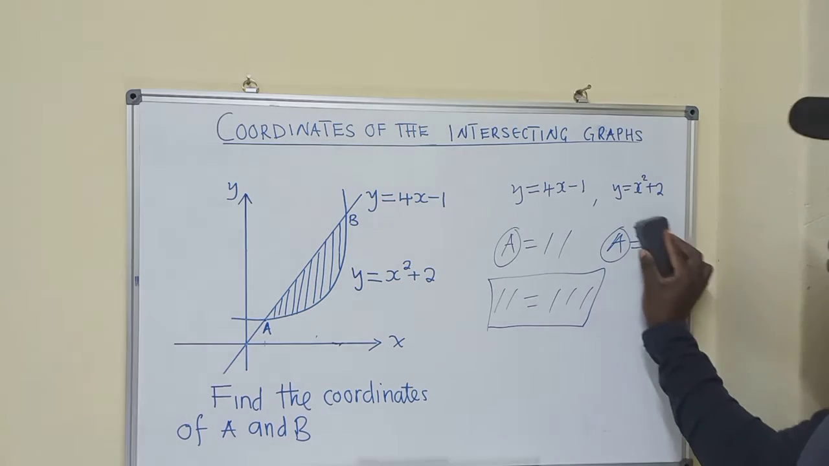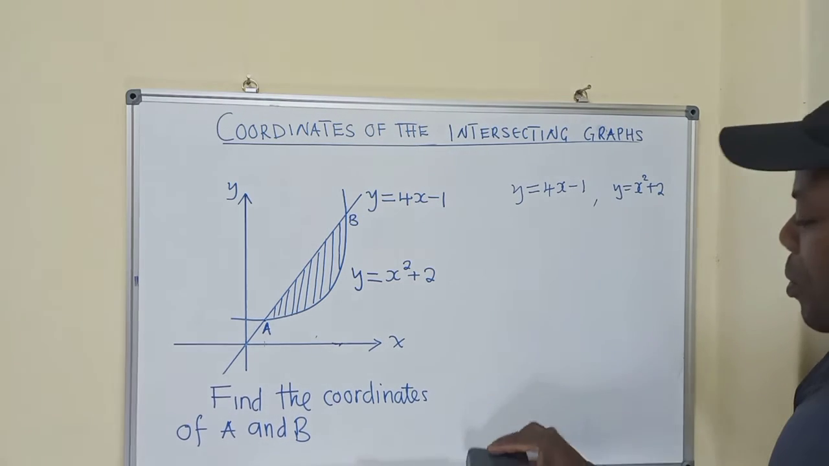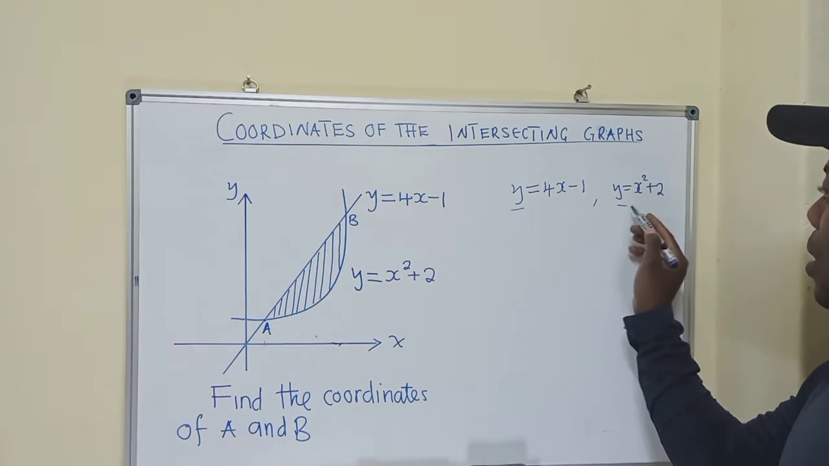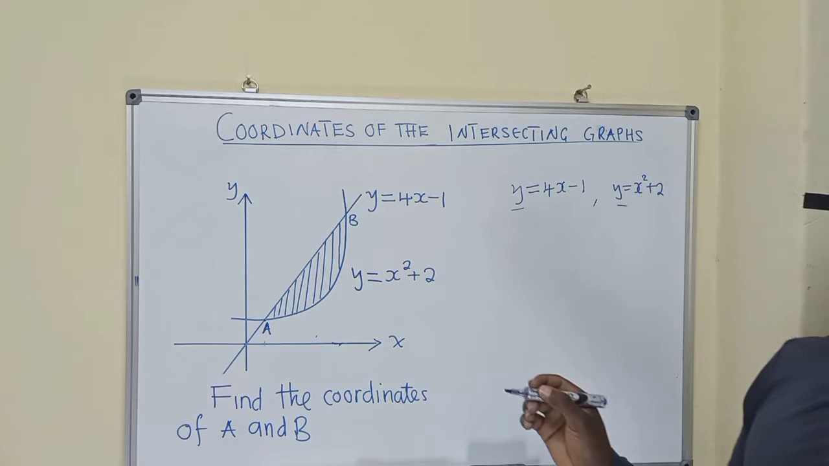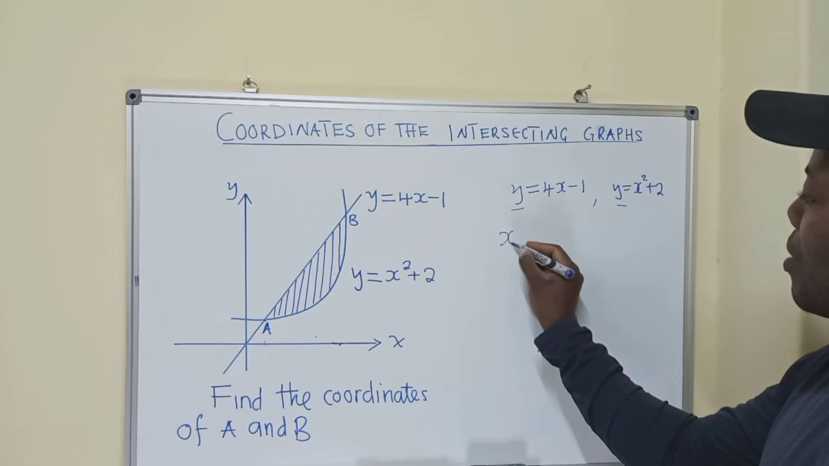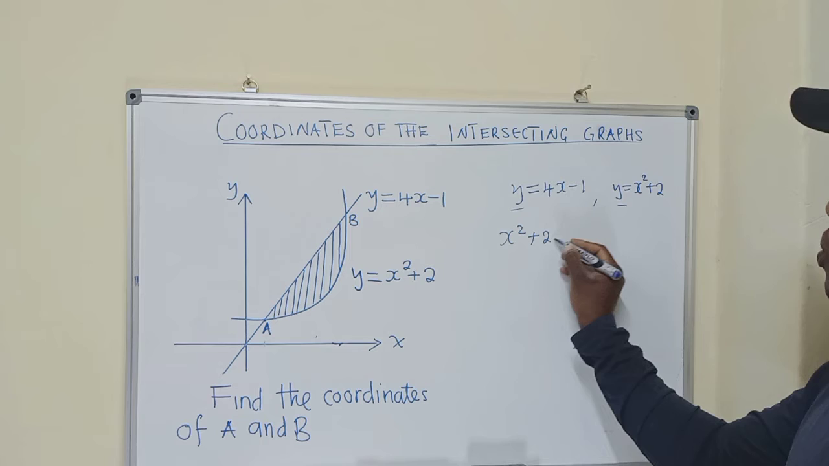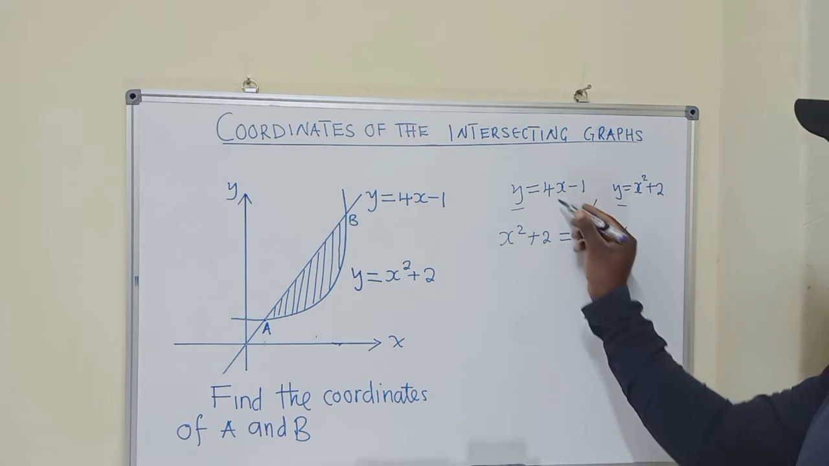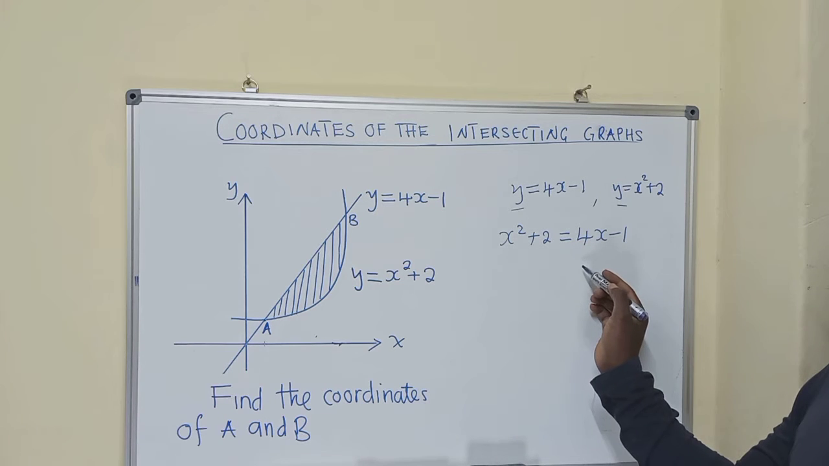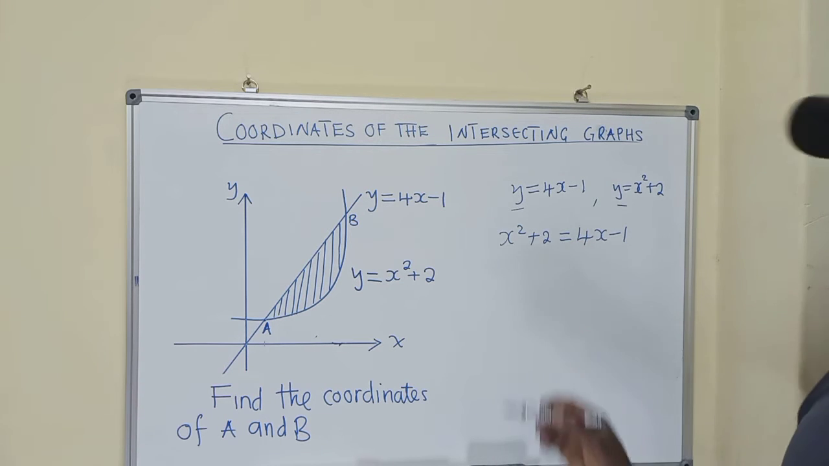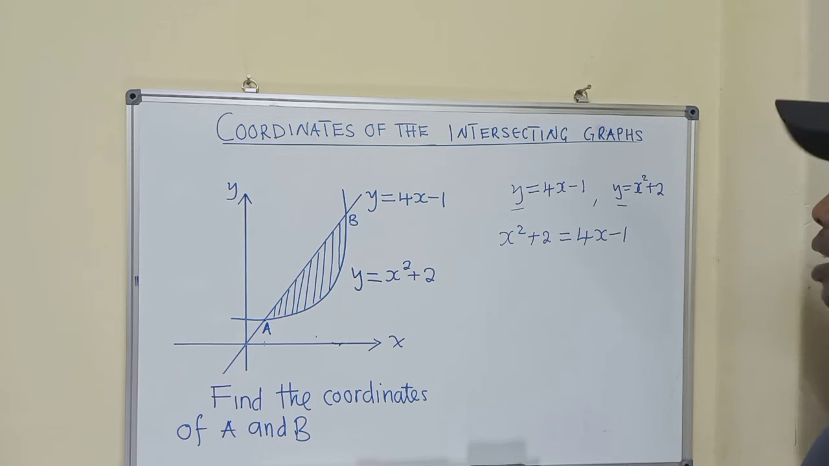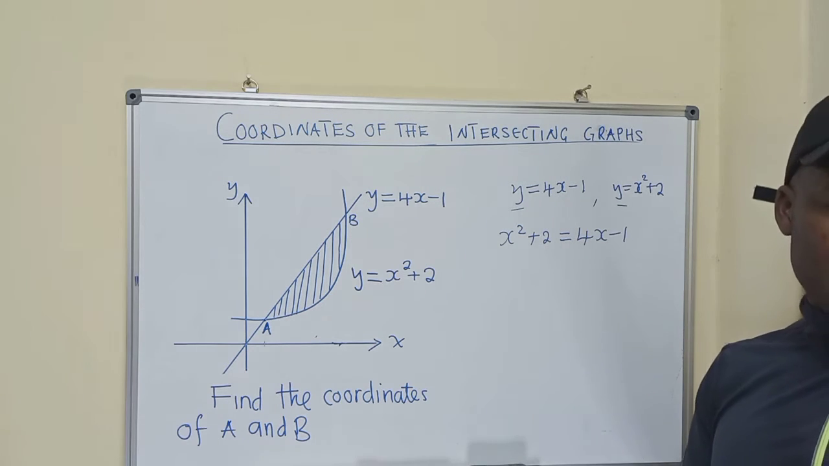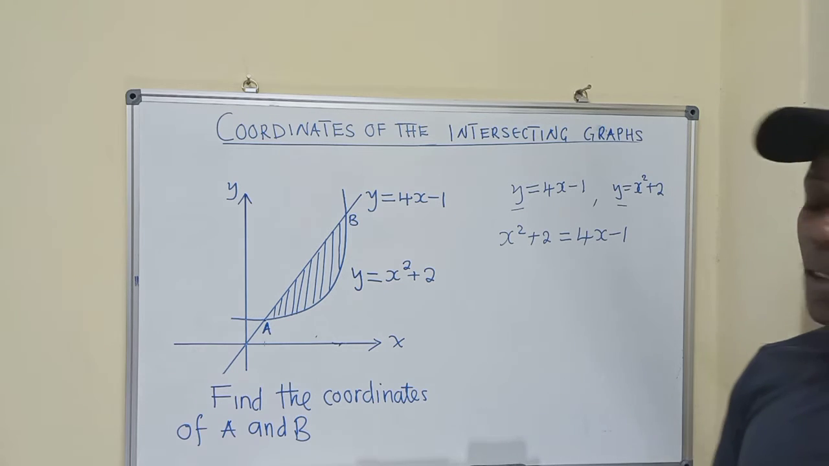Okay. So if you can see nicely here, applying that idea which I've just given you, we've got this y and y. So meaning this and this are equal. Is that clear? So we can say x squared plus 2 is equal to 4x minus 1. Or you can start with this, whichever, because there's an equal sign. I picked this one. Whichever equation you feel like starting with.